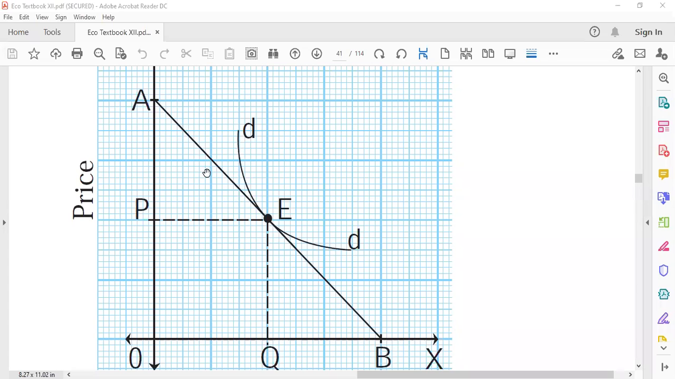Again, in this case, what will we do? We will select a point, any point on the demand curve. So here we have selected point E on the demand curve. Next step, we will draw the tangent which will pass through this point E. So we have drawn the tangent in such a way that it touches the y-axis at point A and the x-axis at point B.